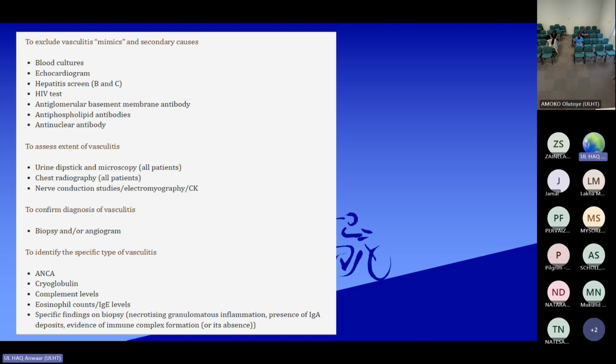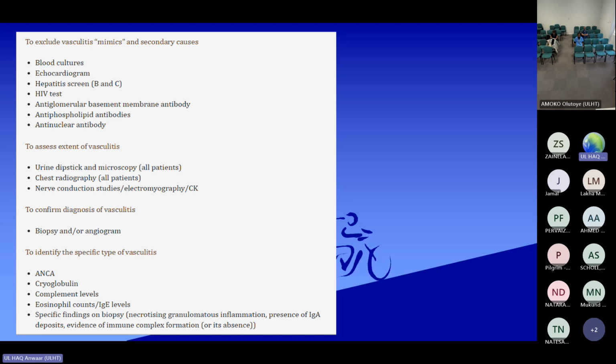For example, we have vasculitis like GPA, granulomatosis with polyangiitis, that can cause alveolar hemorrhages, and MPA as well. Nerve conduction studies, electromyography, and CK level. So these are the things we do to find out the extent of this vasculitis.